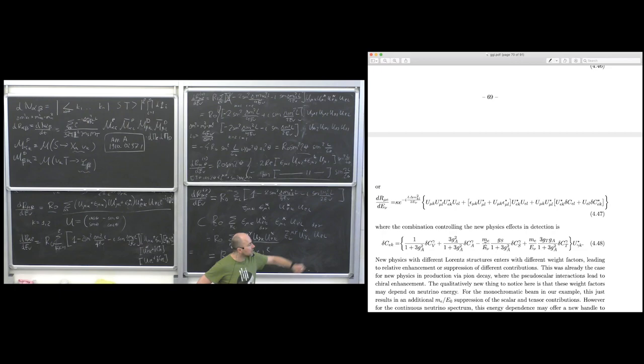Including new physics in detection is the same as including new physics in production. You just calculate a different amplitude from a different EFT, because the production and detection processes might not have anything to do with each other.